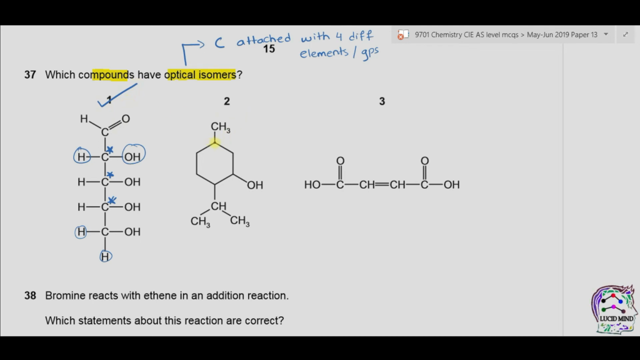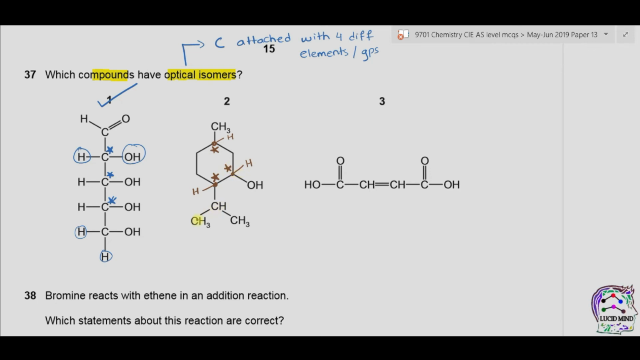2. We can see that this carbon is attached to one hydrogen atom. So it is chiral. This carbon is attached to 2 hydrogen atoms, so it is not chiral. This is attached to 2 hydrogen atoms. Again, this is not chiral. This is attached to 1 hydrogen atom and 3 other groups. One is this, one is this, one is this. So this is chiral. Similarly, we can see that this carbon is also attached to 1 hydrogen atom and has 4 different groups attached. So this is also chiral.